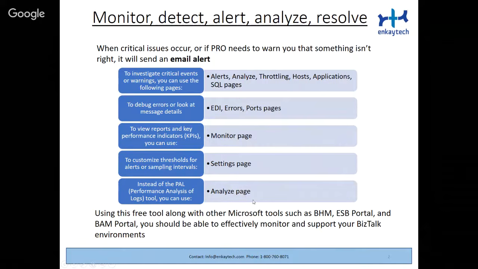And then we have the analyze page, which is really the page that you would use as a replacement for the PAL tool. You can do a lot of deep analytics by looking at a whole set of performance counters, a whole set of performance categories to determine what could be going wrong in your system. Or even to just collect some baseline metrics, like how many documents were processed per second, how many orchestrations completed per second over the last day, last hour, last week, whatever.